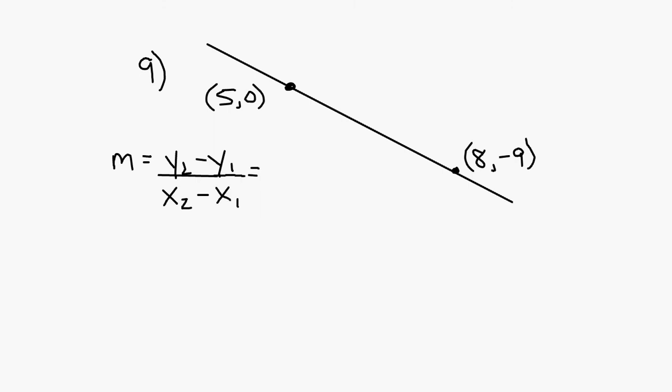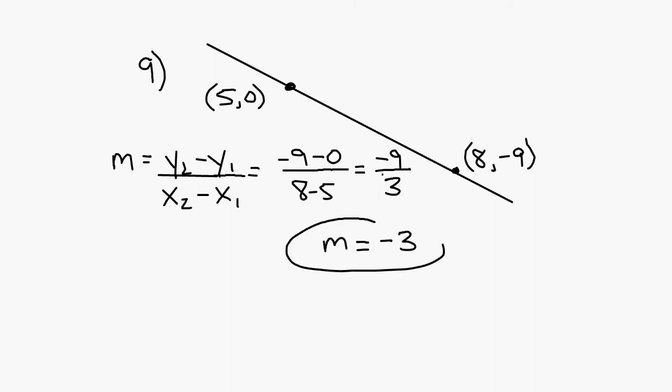So in this case, you've got -9 minus 0 divided by 8 minus 5. -9 minus 0 would be -9. 8 minus 5 would be 3. -9 divided by 3 would be -3. So the slope of this line is -3.